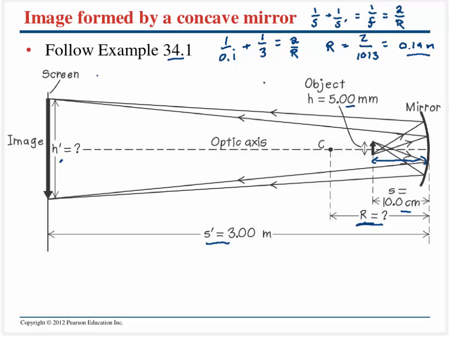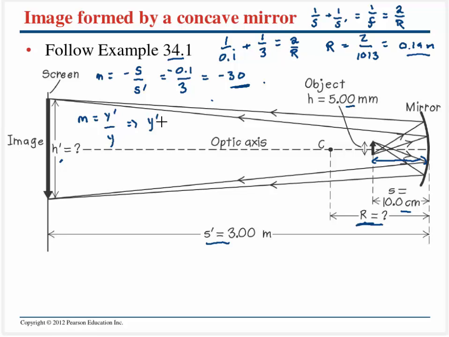Now let's take a look at the magnification. The magnification is going to be negative object distance divided by image distance. We know that the object distance is again 0.1 meters. Image distance is going to be 3 meters. Don't forget my negative sign. So you can see my magnification is negative 30. It has no units associated with it. It's just a number. And lastly, we can also say the magnification is going to be equal to the image height divided by the object height.